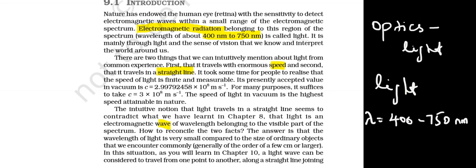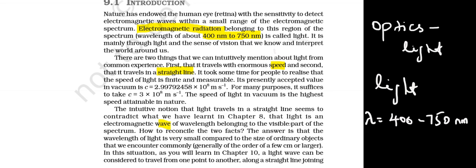So we are going to learn about the speed, how light rays propagate, and what phenomena are related to the propagation. All this we are going to learn in this chapter. Basically, when we talk about light, two things will come to our mind. First one is the speed. What is the speed of light? Can we measure it? Obviously, yes.